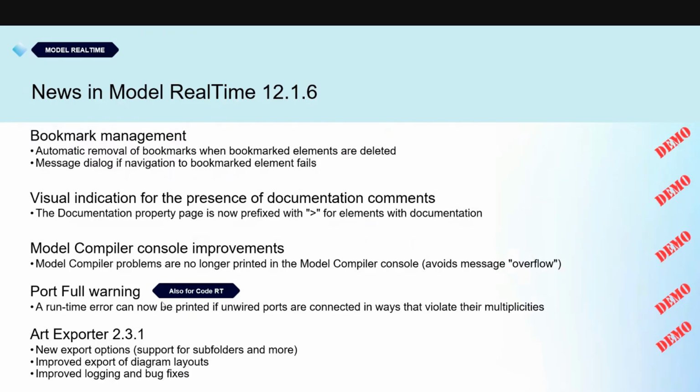I mentioned Art Exporter 231, and there are many improvements there, as you will see in the demo. For example, new export options. In particular, we now allow to preserve the folder hierarchy and the package hierarchy and map that into folders. There are improvements in the preservation of diagram layouts and many bug fixes and improved logging, for example.